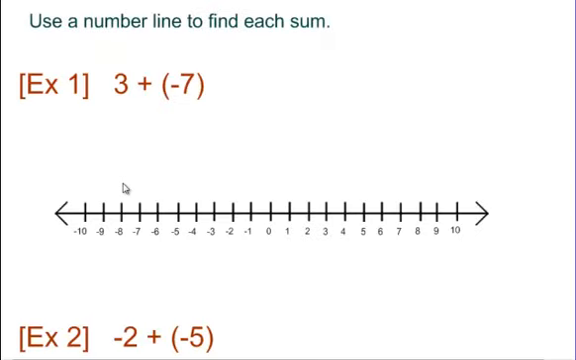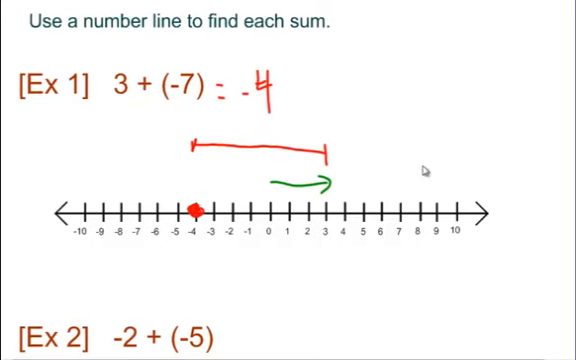Okay, first, let's try it using a number line. So here, you don't have to draw the number line if you don't want to. Here we have 3 plus negative 7. Now here's what it would look like. We would start at 0, because you always start at 0. Go to positive 3 and end there. And then from there, we go back 7 spaces, because we're adding a negative 7. So we're going to go back 7 spaces, 1, 2, 3, 4, 5, 6, 7, and we're going to stop, and we get negative 4, okay? So that's how we could do it using a number line.